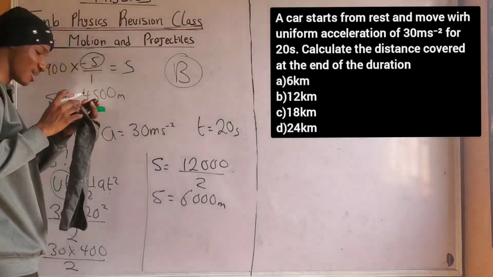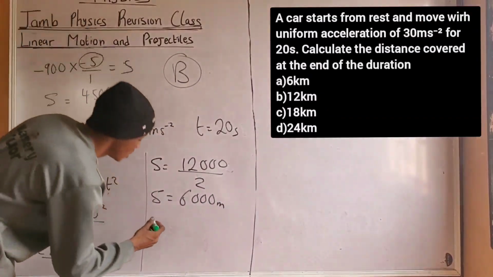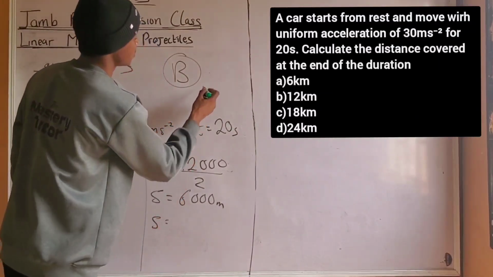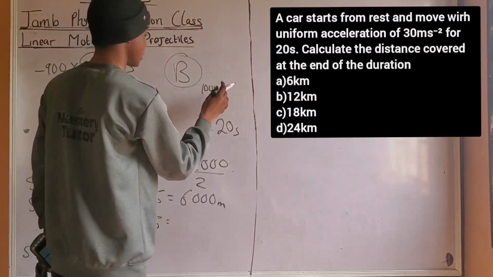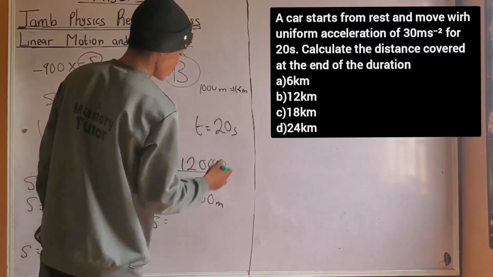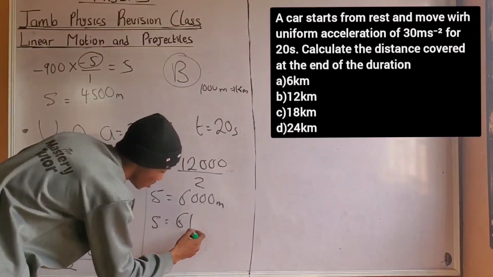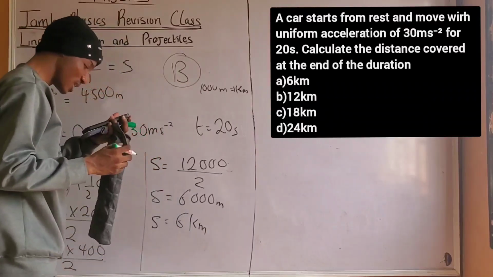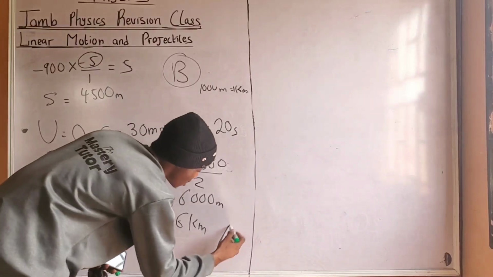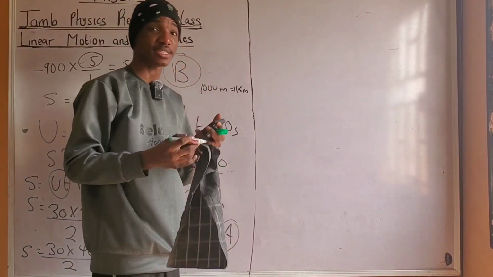Okay, our answer was given in kilometers. So I'm going to have S equals to, you know that 1,000 meters equals to 1 kilometer, right? So that means 6,000 meters will be what? 6 kilometers. And the correct option to that question is option A. Option A is correct. Are you getting it?